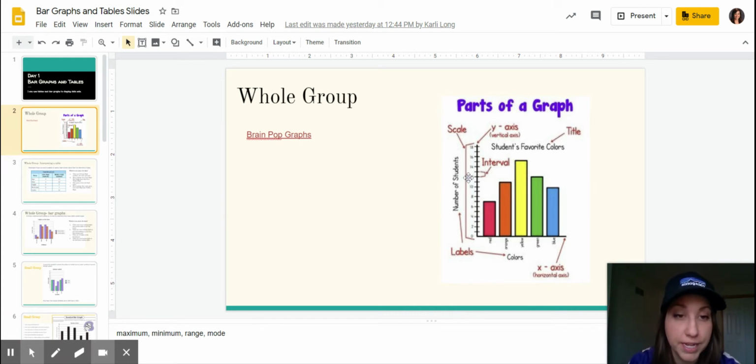One other thing to pay attention to is the interval. Notice that it's not going up by 1 every time, it's going up by 2, 4, 6. It skipped counting by 2s. And sometimes people do that for lots of reasons. One, their data might be so big that they have to skip count, or two, they might be trying to show the growth in a different way. So let's take a look at another bar graph.